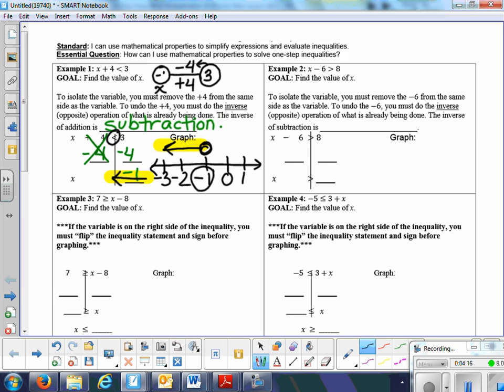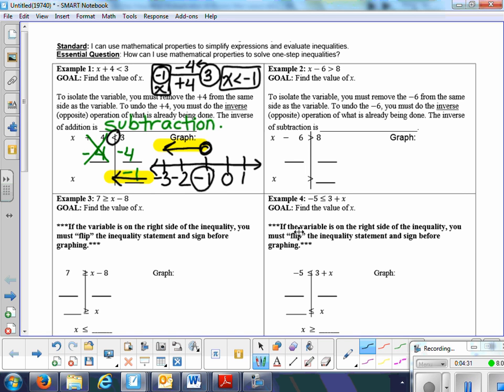3 minus 4 gives you negative 1. And so you'll notice that we have the same solution. X is less than negative 1. So you could use whichever model you wanted, the algebraic model or the circle diagram model.